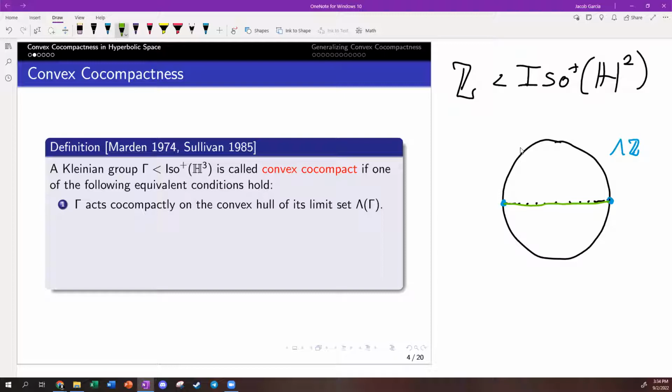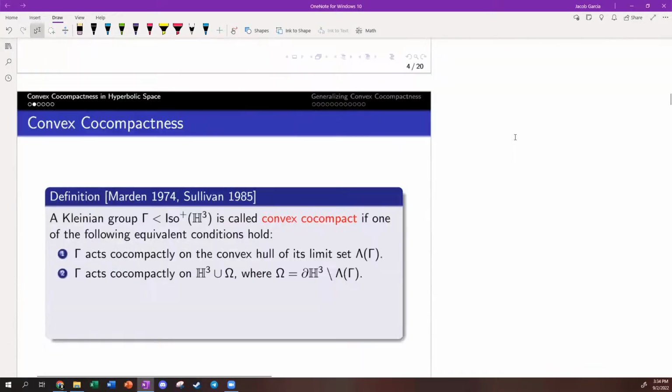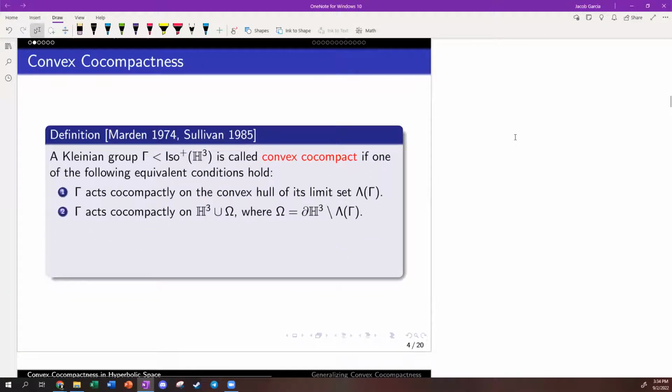And so what I'm saying is that Z has a co-compact action on this line, which makes sense. I just take closed balls that are big enough around the orbit point, and then these just translate left and right on this line. Okay, cool. The second property is that we have a co-compact action on the entirety of H3 union some omega, where omega is the complement of the limit set on the boundary. We call this the domain of discontinuity.